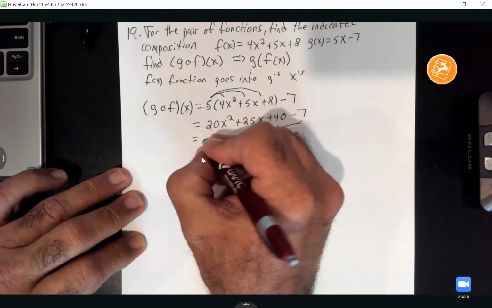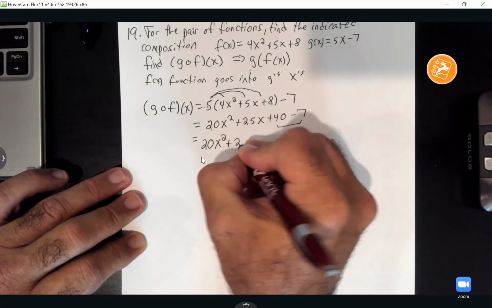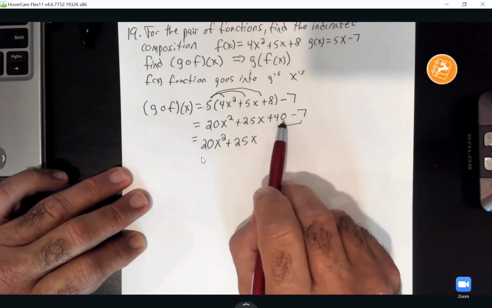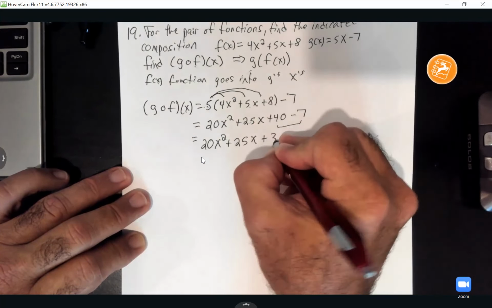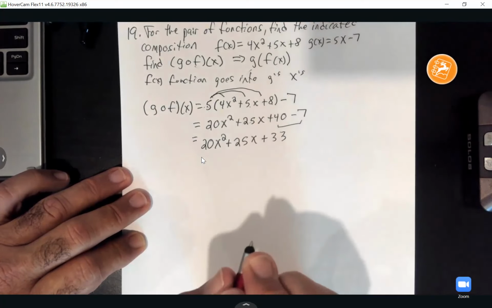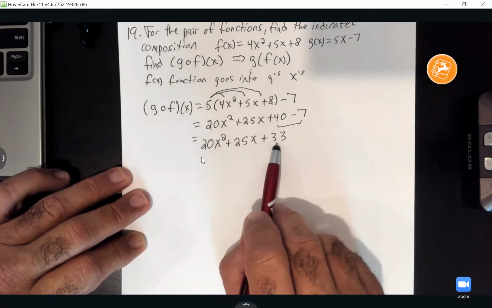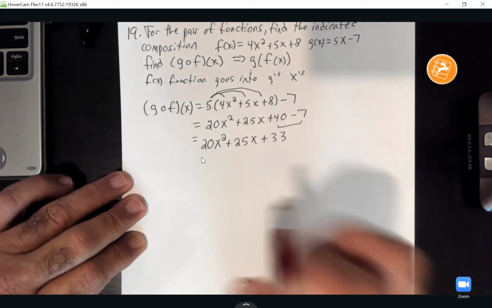So bring down your 20x squared plus your 25x. And then let's see, 40 minus 7 is what, a positive 33. So they got that on there. They also got one with a 47 in case you added that instead of subtracted it, okay?